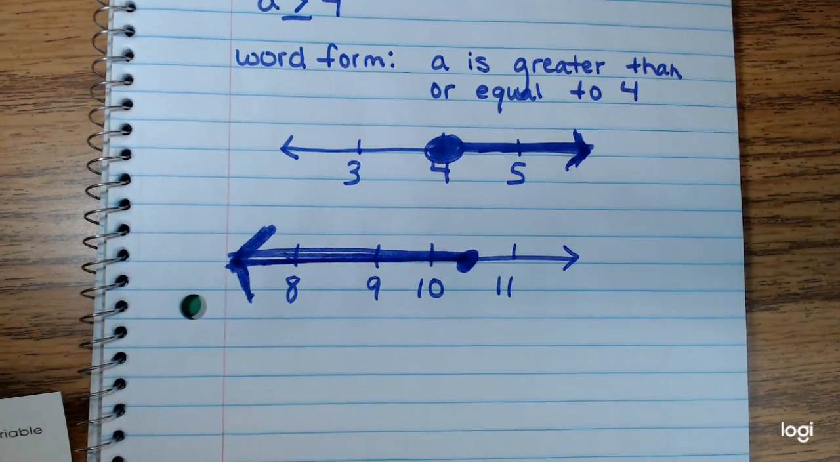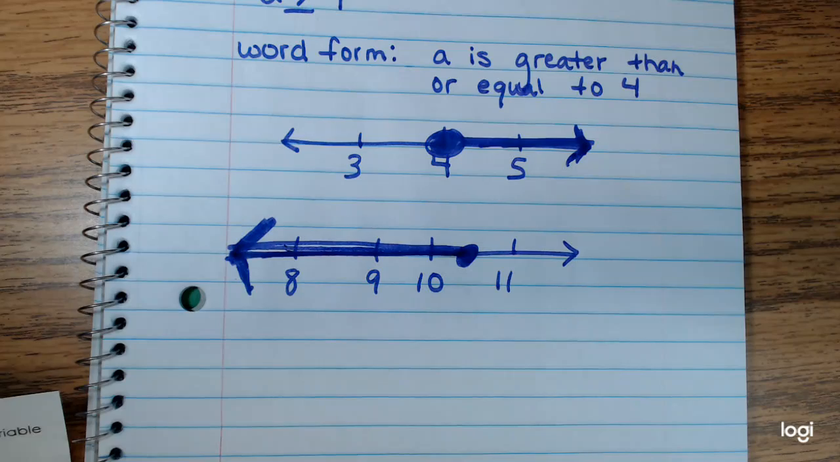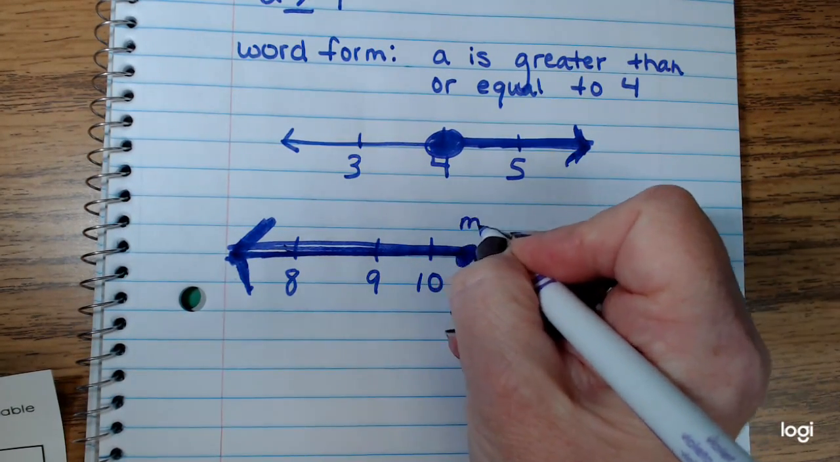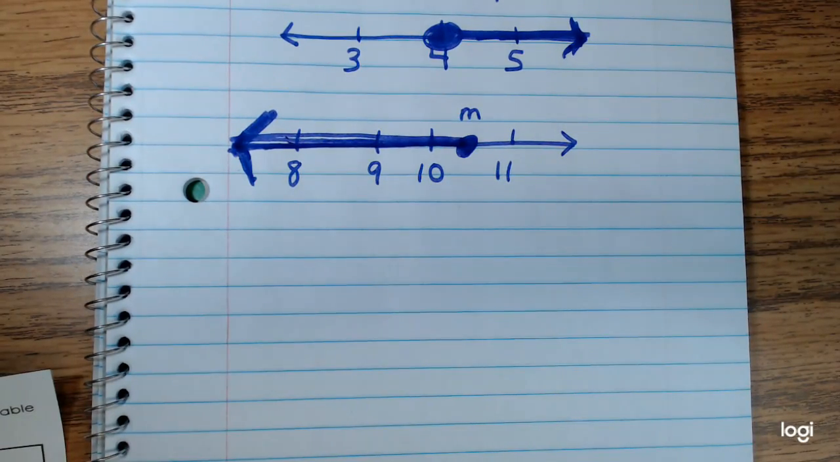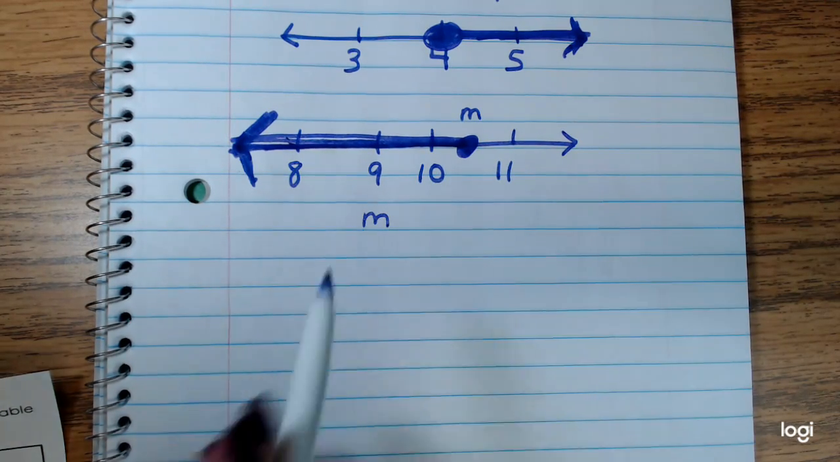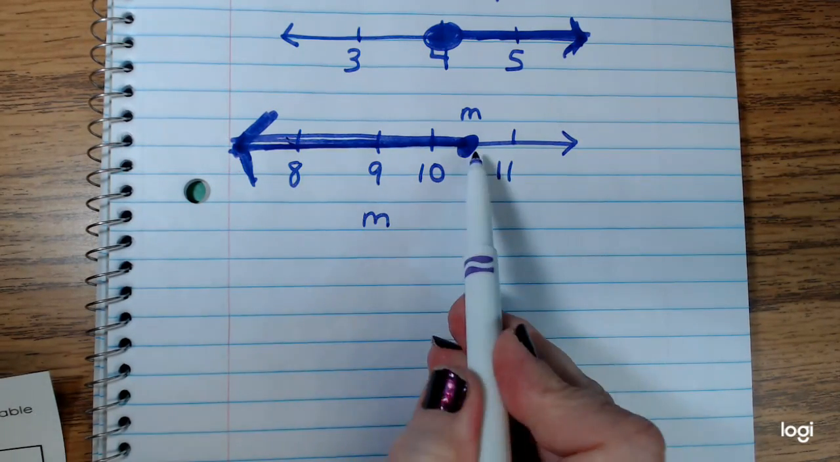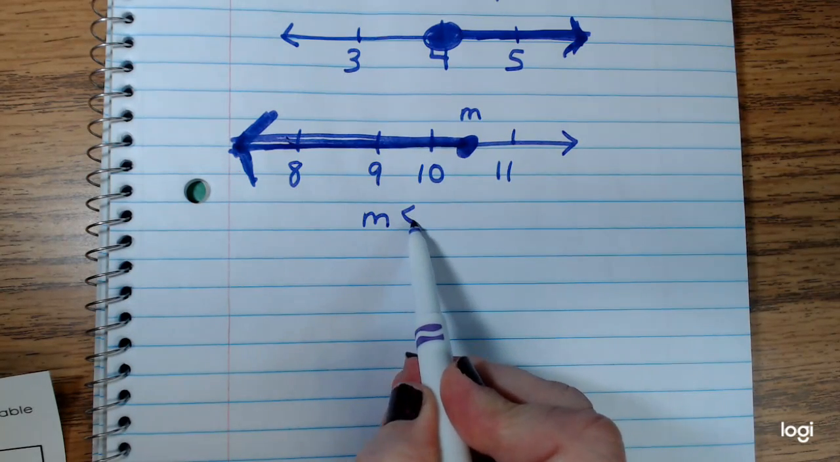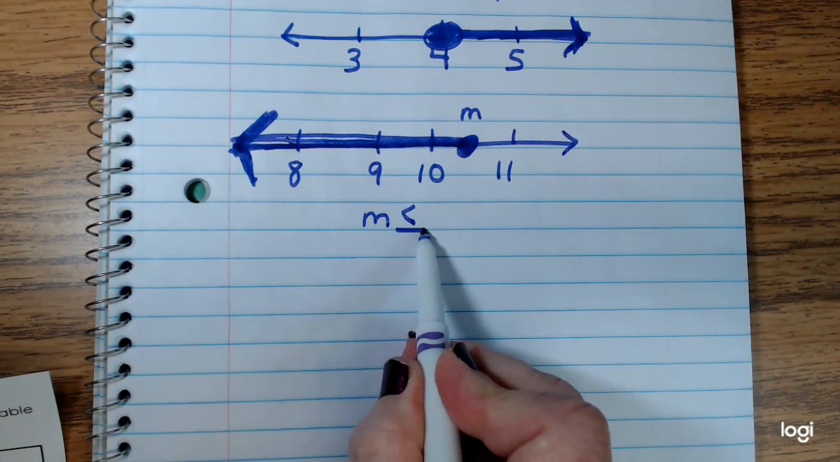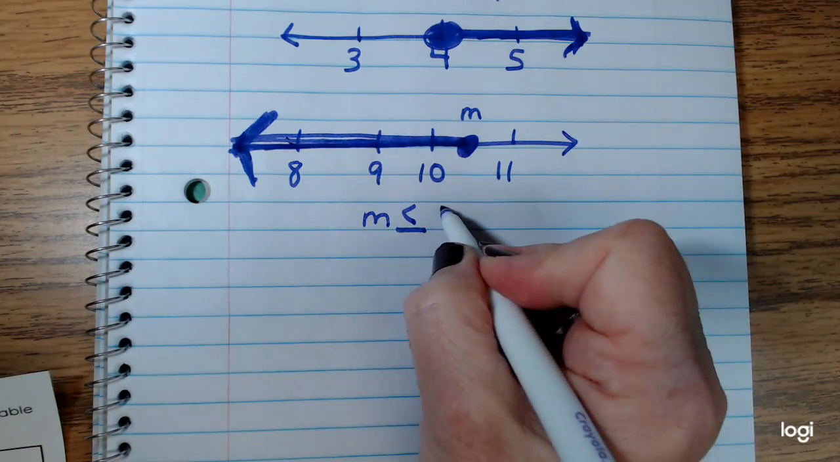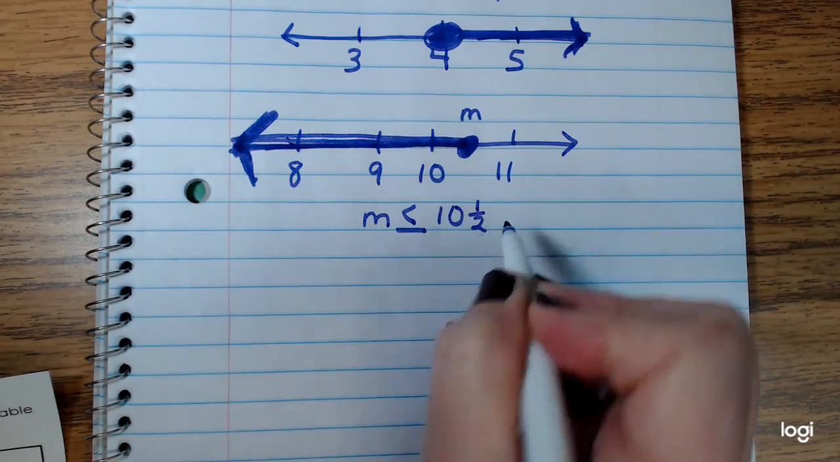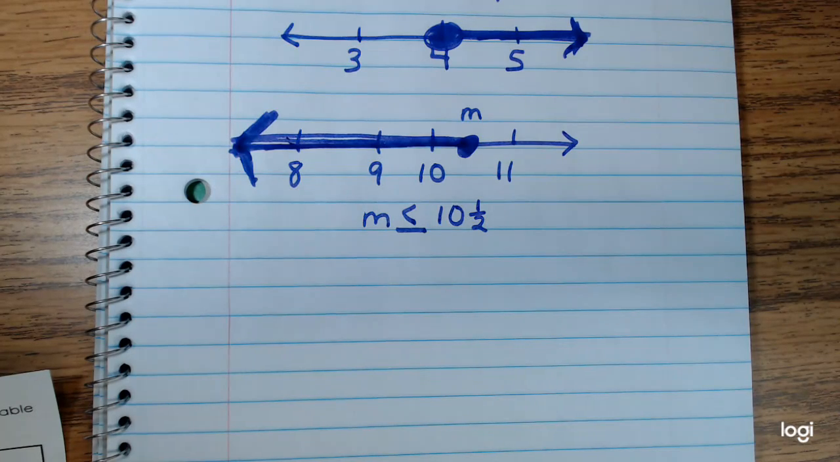I'd like for you to give me an inequality, which is the alligator mouth, using the letter, let's say M. What inequality did I just model? M is what? Well, to me it looks like it's going less than. It's colored in so it's equal to, but it's less than or equal to what? My dot is at 10.5. So I'd say M is less than or equal to 10.5.